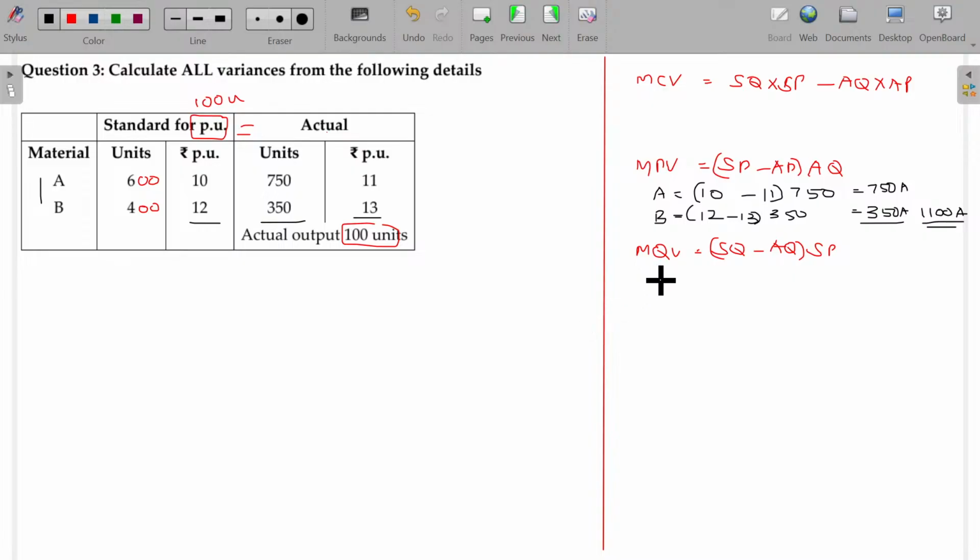In case of material quantity variance, again you have to calculate for A and B separately. Standard quantity in this case being 600 and 400, for A and B. Actual quantity for A and B being 750 and 350.